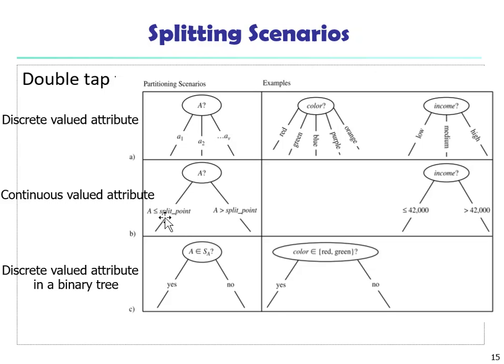So in this case, assuming A is income, if income is less than 42,000, it goes to this branch. If the income is greater than 42,000, it goes to this branch. It could also happen that you have multiple other choices in between. But again, those binary branches are the most popular ones in terms of the implementation.